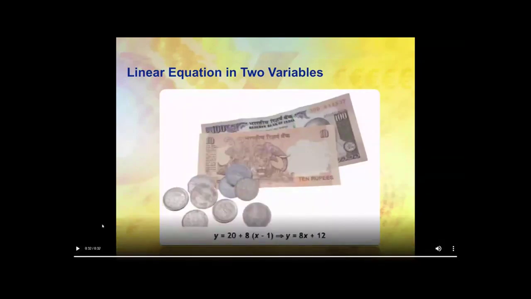Why is there x minus 1 here? 20 plus 8 x, ma'am. What is the reason? 20 is the fixed charge. 8 rupees per kilometer after the first kilometer. She's traveling x kilometers, so x minus 1 is remaining. That you have to multiply by 8.